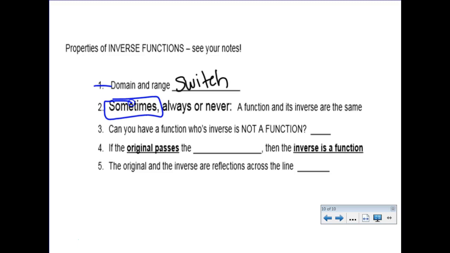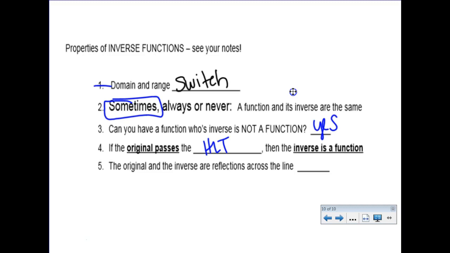All right, can you have a function whose inverse is not a function? This is what I was trying to get at. Can you have a function who doesn't have an inverse function? Yes. I think it's coming up here. If the original passes the blank, then the inverse is a function. Vertical line test tells you if the original is a function. That's the one. So these questions kind of go together. The answer here was yes, and it has to pass the horizontal line test in order for the inverse to be a function. So if I go back to number 3, the case where you have a function who does not have an inverse function, that's because the original guy failed the horizontal line test.